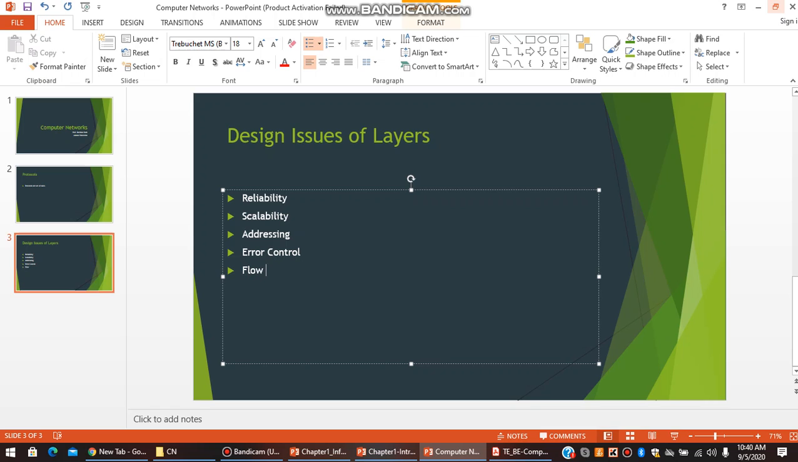The next is the flow control. Again, this is also a very important design issue because when there is a communication happening, the sender might send continuously, unaware about the speed at which the receiver can accept. So, if the sender keeps sending and the receiver is unable to hold more packets, there might be a data loss. So the flow control design issue is basically used to make the sender and receiver communicate in such a way that there is no loss of data due to the speed of the data transfer.